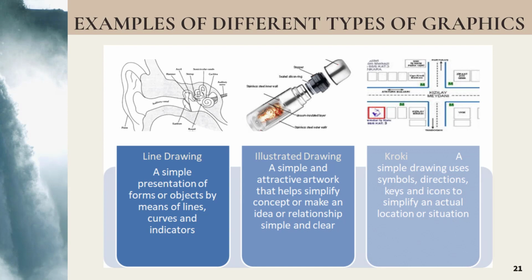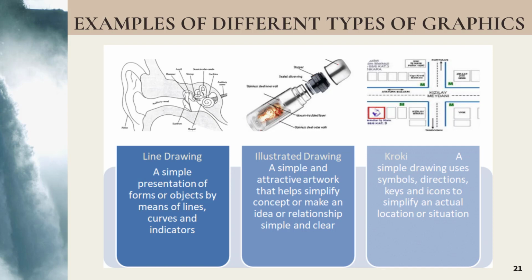Alright, so let's see some examples of different types of graphics. There's actually a wide variety of examples of graphics. For example, here, as we can see in the picture, this is called line drawing, which is a simple presentation of forms or objects by means of lines. Only lines are used, no colors, no solid colors or anything. It's only line drawing. And then we have illustrated drawing, which is very similar to the line drawing, while we have used some solid colors and so on.